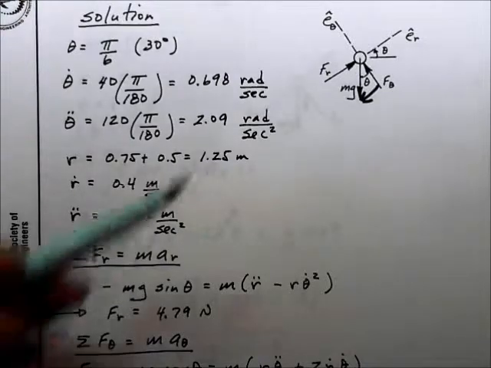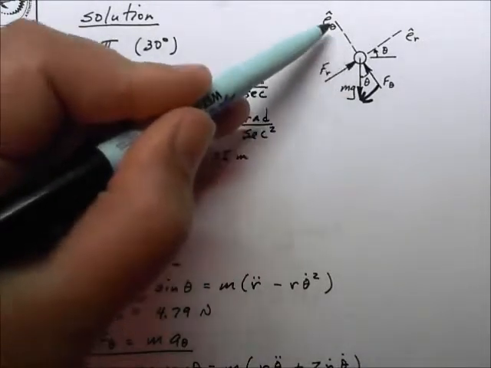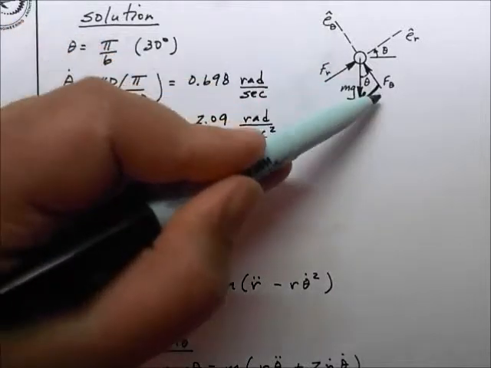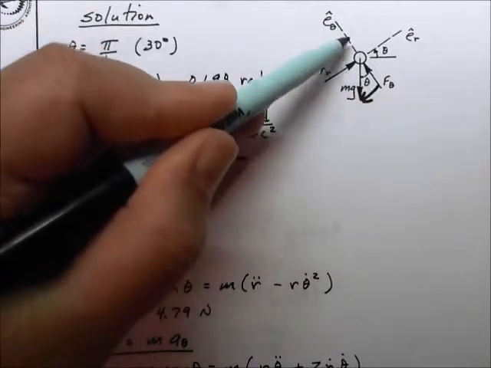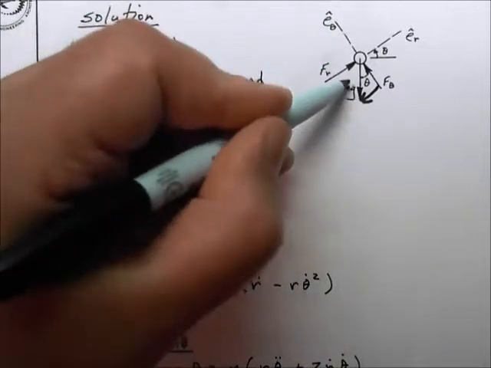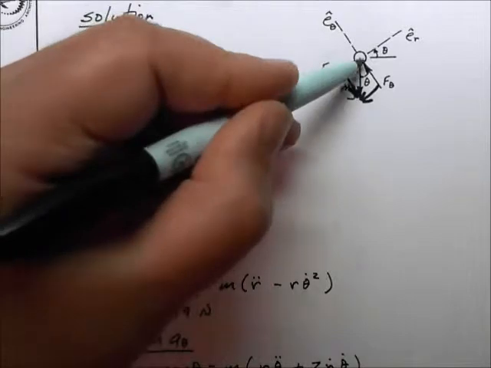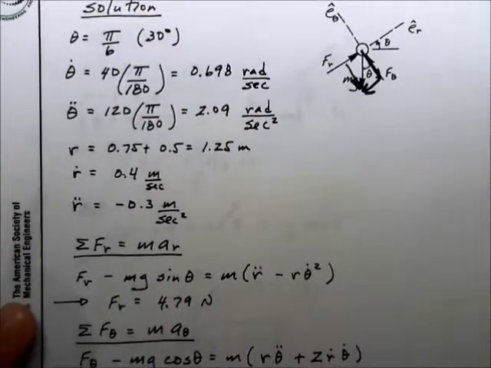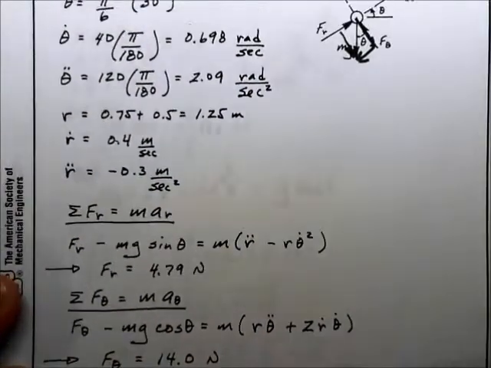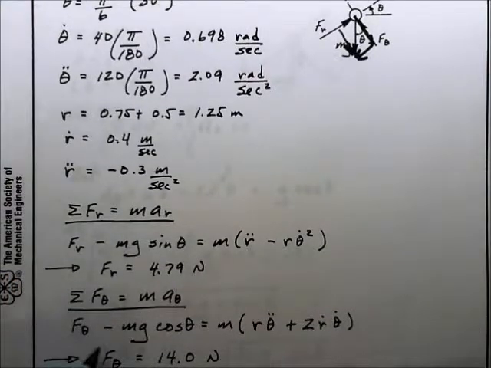Now we turn to the theta direction, summing forces parallel to that theta unit vector. We will have an F theta positive in that direction, and we will have a component of gravity in the negative theta direction, and that component will be the cosine term. So we will say that the grip force, F theta, minus mg cosine of theta, that's a piece of gravity aligned in the theta direction, is equal to mass times this entire quantity, a theta, which is r double dot plus 2 r dot theta dot.